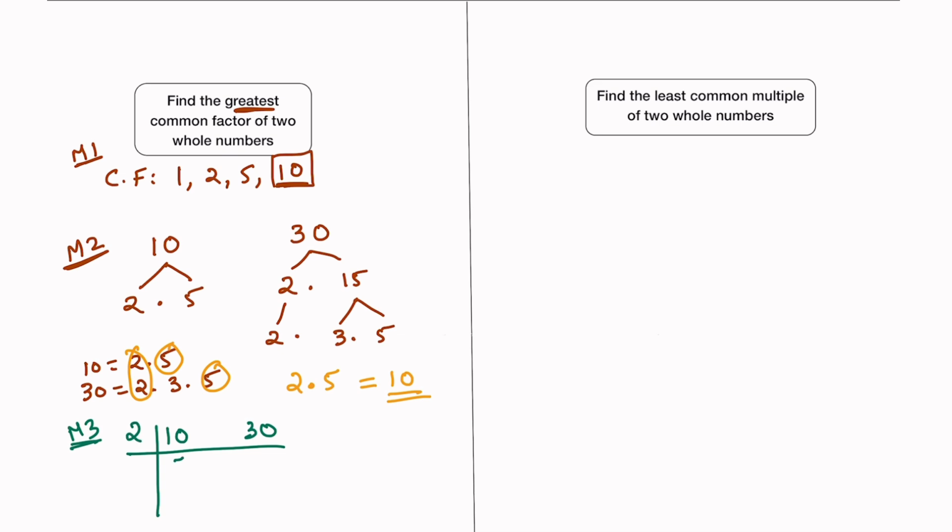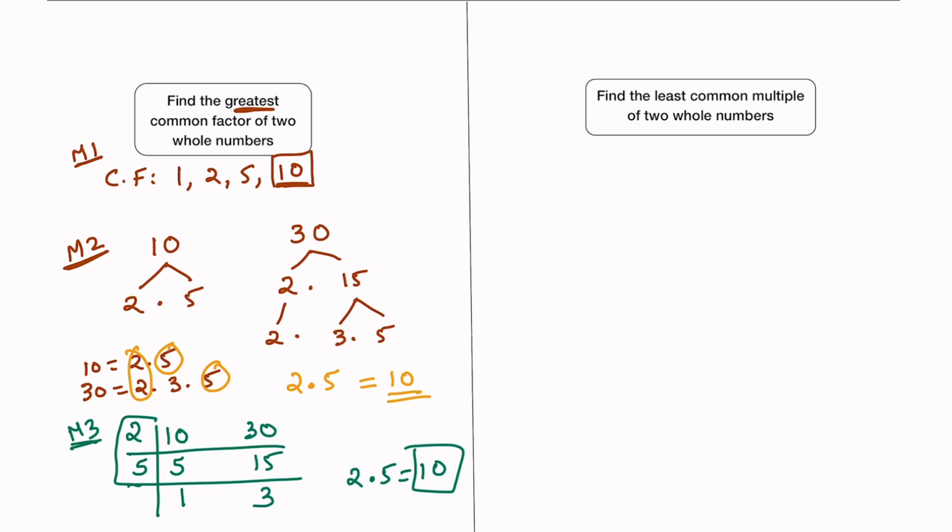10 divided by 2 is 5. 30 divided by 2 is 15. They both still have a common factor, right? And that's 5. So 5 divided by 5 is 1. 15 divided by 5 is 3. They both do not have a prime factor in common. Okay, don't say 1. 1 is not a prime number. The smallest prime number is 2. Since they both have nothing in common, we leave it there. And what we have on this side, we multiply. So we say 2 times 5, which is 10 again.